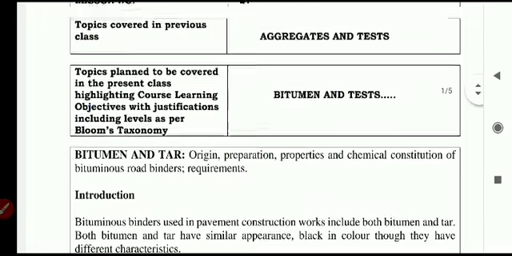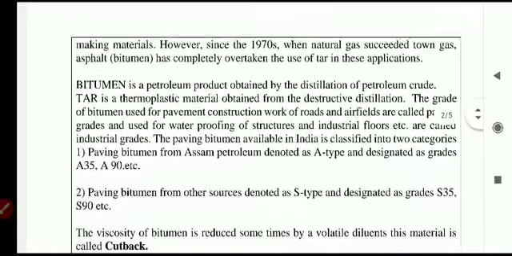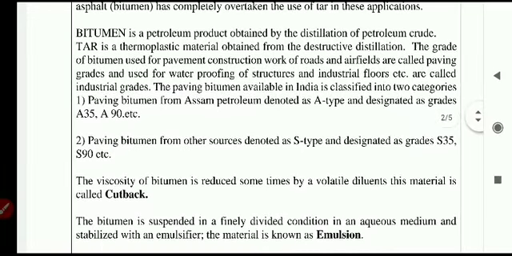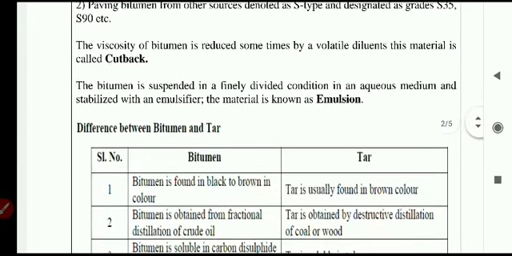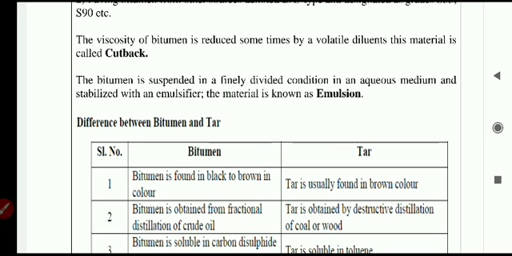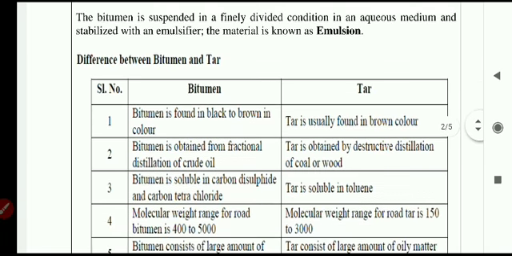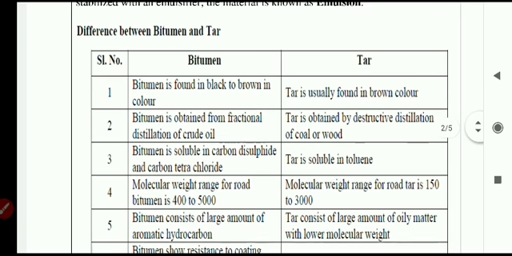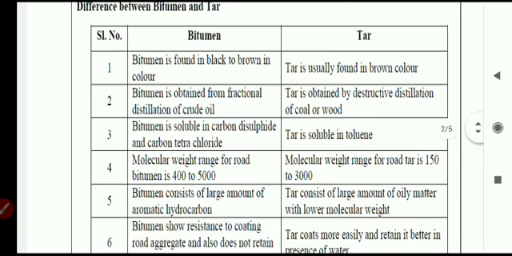So this is about the origin of bitumen, and we also focused on what cutback bitumen means and what emulsions mean. Emulsions are liquid state bitumens. They are used for the repair works. So now we will focus quickly on the difference between bitumen and tar. What do you mean by bitumen and what do you mean by tar?